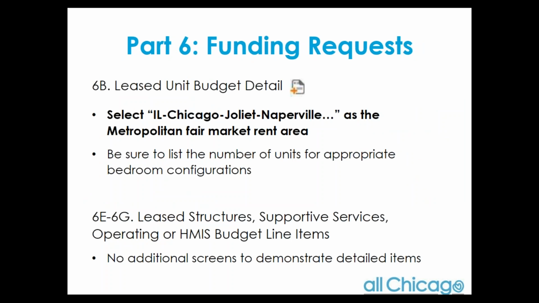For those of you that have leased units, make sure that you are selecting Illinois, Chicago, Joliet, and Naperville as the metropolitan fair market rent area. Be sure that you're listing the number of units and the appropriate bedroom configurations. Similar to what we've been mentioning, make sure that your narrative mentions the same number of units and beds as you do here, so that you're not contradicting yourself. And again, for leased structure, supportive services, operating, or HMIS budget line items, you do not need to make a detailed itemized list.